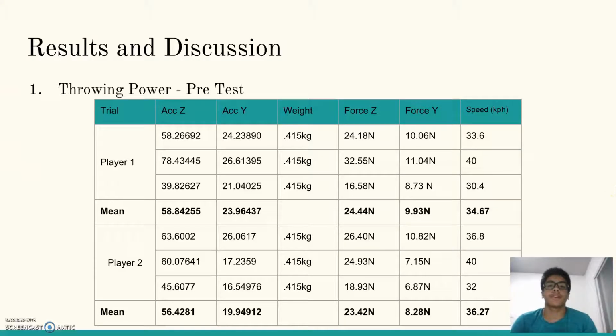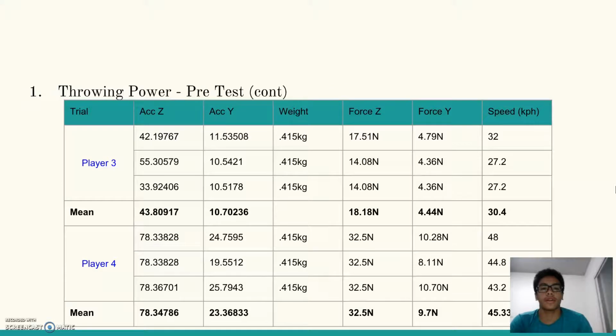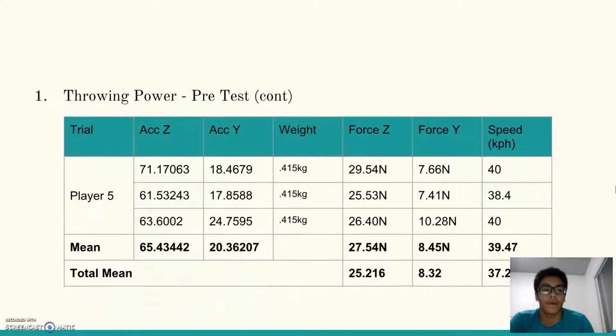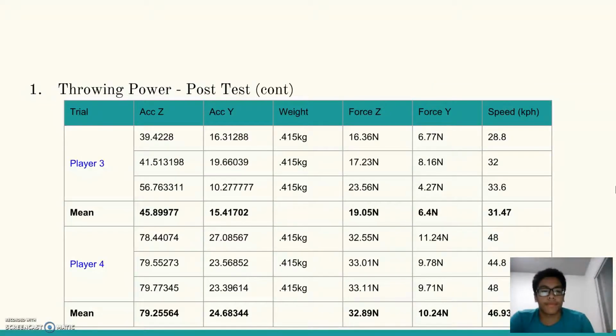So for the results and discussion part, we first start off with the throwing power pre-test and post-test comparison. The following tables are just the compilation of data of the trials of each player. The players highlighted in blue are the control group, while the rest are the experimental group, meaning they underwent the strength and conditioning interventions which we provided and made for them. So this is the post test.